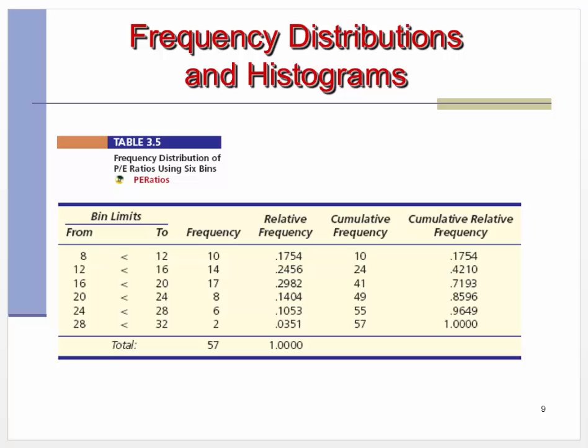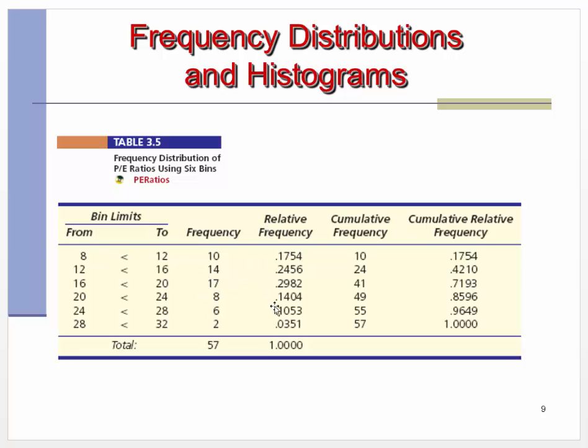Then the second bin from 12 to 16, there are 14 companies. Then the relative frequency is 14 divided by 57, you get 0.2456 right here. And the cumulative frequency is 24. How do you get 24? You use 10 plus 14 to get 24. And the cumulative relative frequency is 0.4210. How do you get that? You use 24 divided by 57, you get 0.4210. Okay? And so on and so forth.